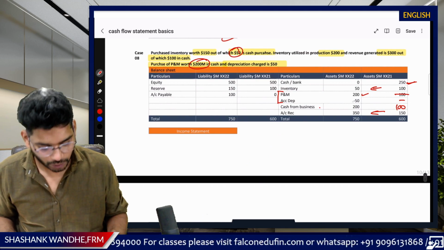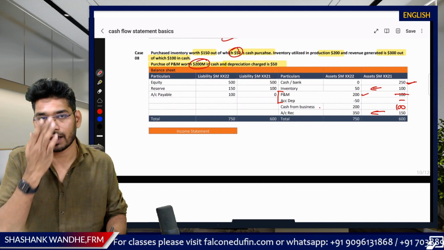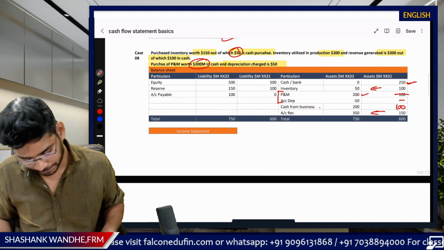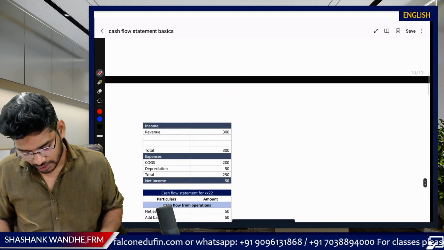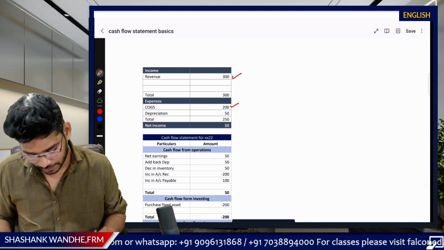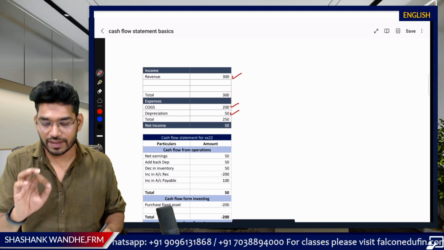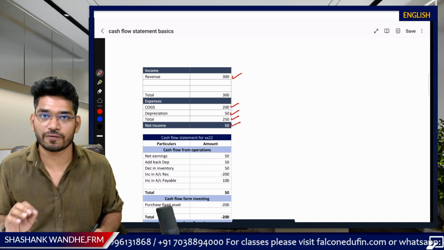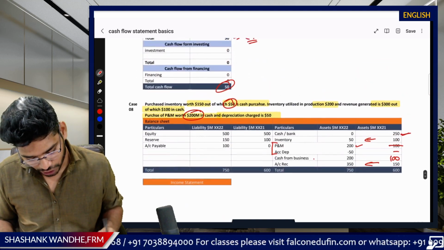Remember, you will treat this accumulated depreciation part as coming from the income statement, not from here. You have to remember this. So let's see. First, the revenue, cost of goods sold. Now we have a new entry, depreciation. Total expense is 250, net income is 50. What is our cash flow?